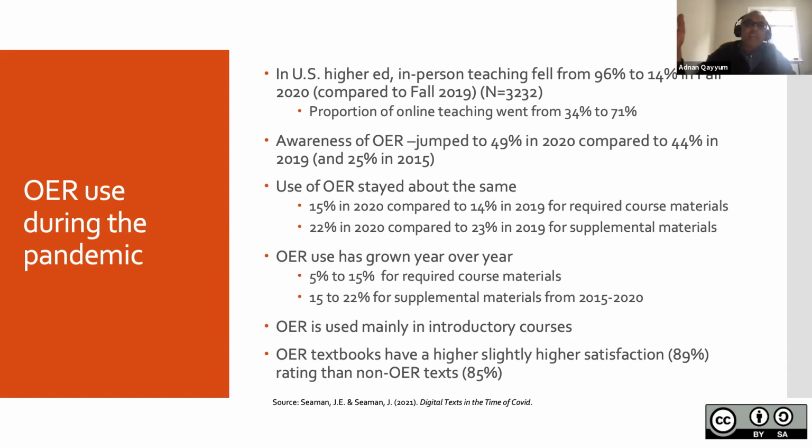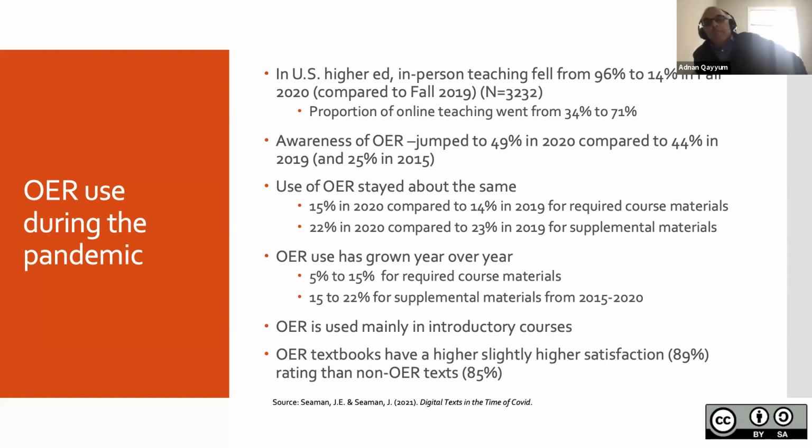And what we've seen, this is again in the US context, is in-person teaching fell in fall 2020 from 96% to 14% compared to 2019. And the proportion of all online teaching went from 34% to 71%. The awareness of OER has jumped up to 49% from 44%. And it continues to grow year over year.